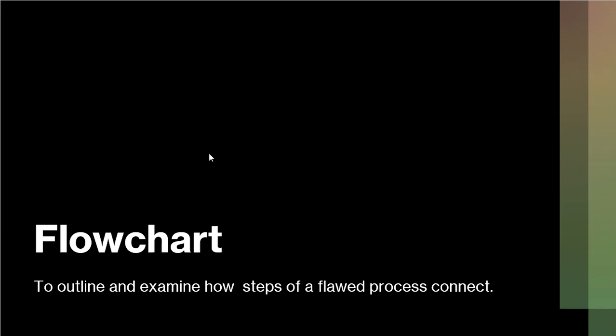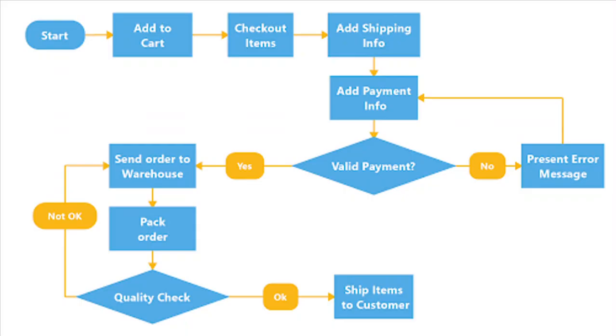Today let's look at another two tools for critical thinking. The first one is flowchart. Flowchart is used to outline and examine how steps of a flawed process connect. Okay, let's look at one example of flowchart.